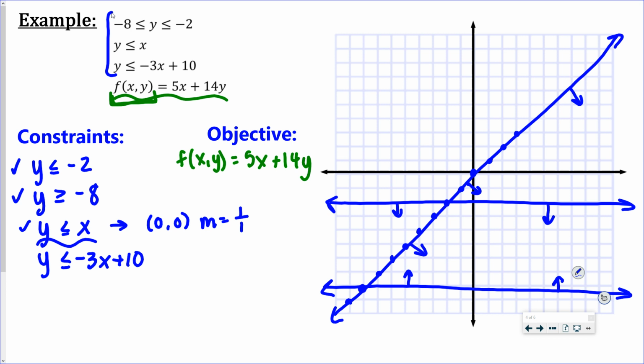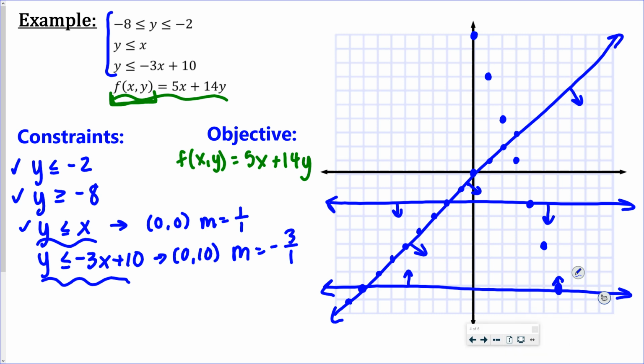All right, now this line is also in slope-intercept form for me. So I would just graph a y-intercept of 10, slope of -3/1. That's how I would graph that when it's in slope-intercept form: y-intercept of 10, down 3/1. This one is also less than, so I'd want to shade below this one. So this one's kind of like to the left would be below it.